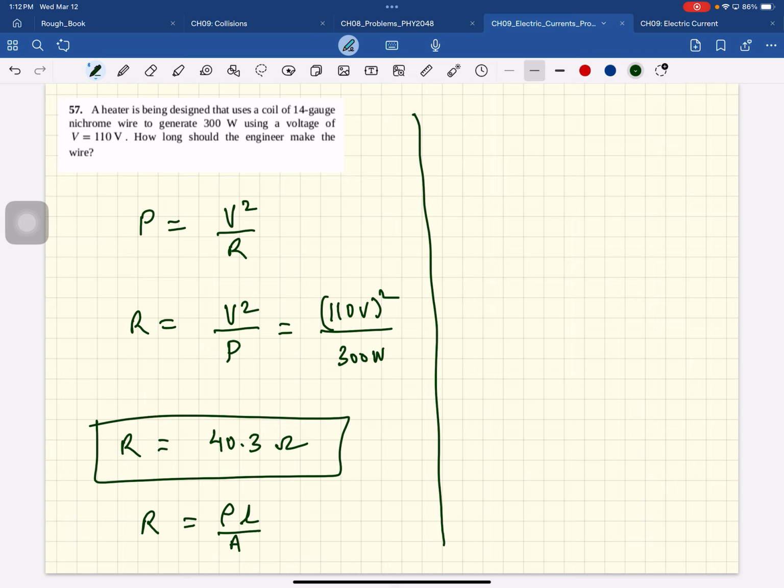The diameter of a 14 gauge wire in centimeters. Okay, so the diameter is 0.1628 centimeters. The radius is 0.0814 centimeters.